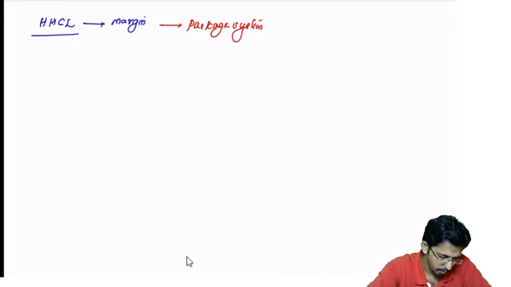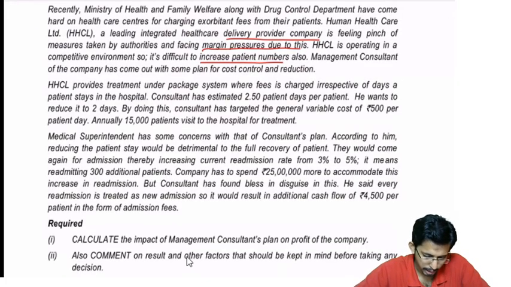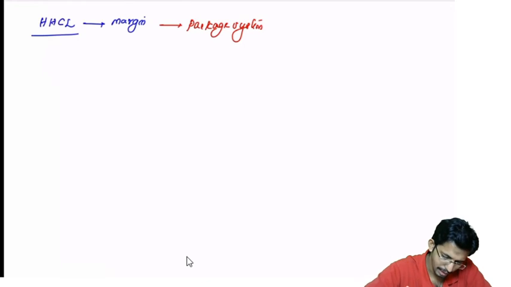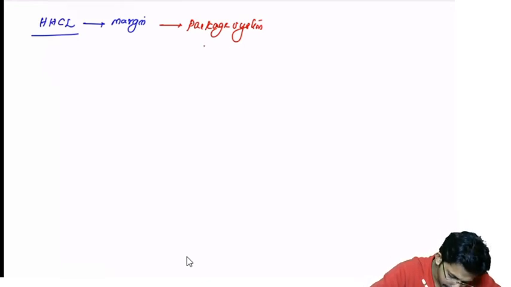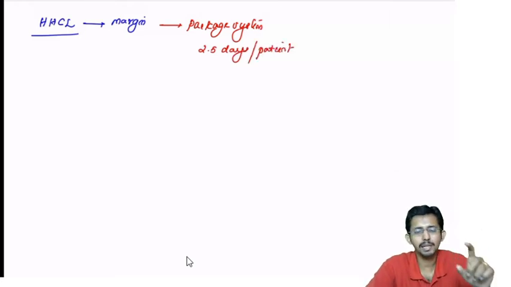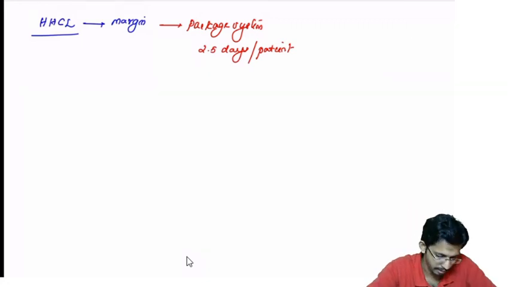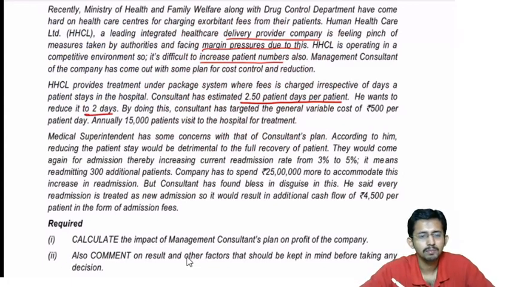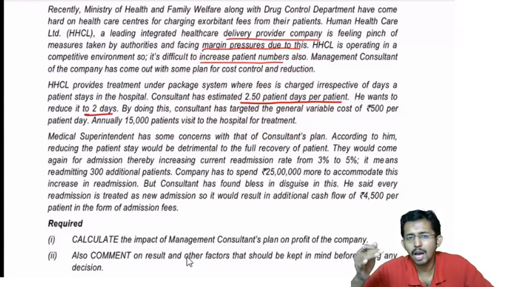Now going further, what he is saying is, irrespective of days the patient stays in the hospital, the consultant has estimated 2.5 patient days per patient. So presently, the patient stay is 2.5 days per patient. That means on an average, a patient stays for 2.5 days in the hospital. He wants to reduce it to 2 days, instead of 2.5 days.